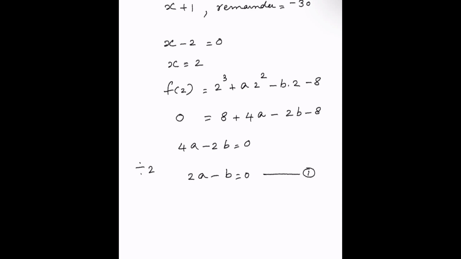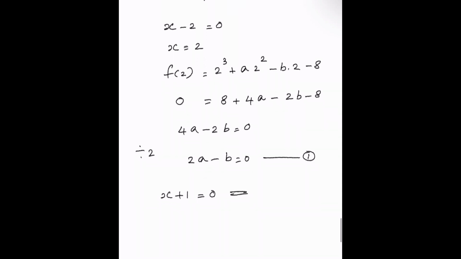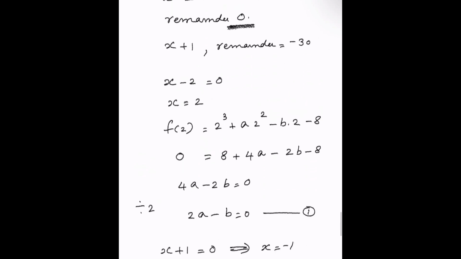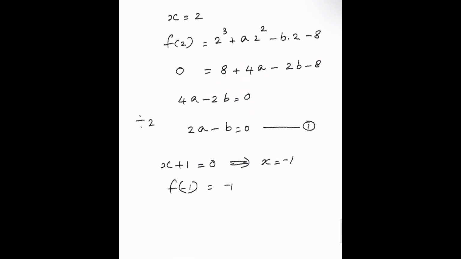What is the second divisor? The second divisor is x plus 1, so I am equating it with 0. This gives me x equal to negative 1. Now, f of negative 1 is equal to, what is my polynomial? x cube plus ax square minus bx minus 8. This is my polynomial.